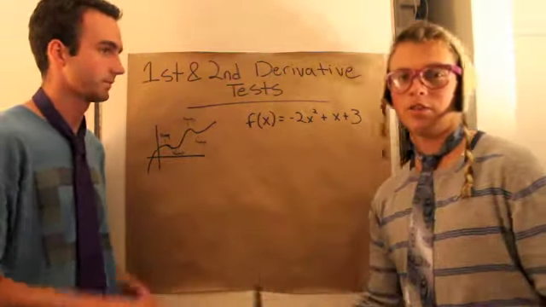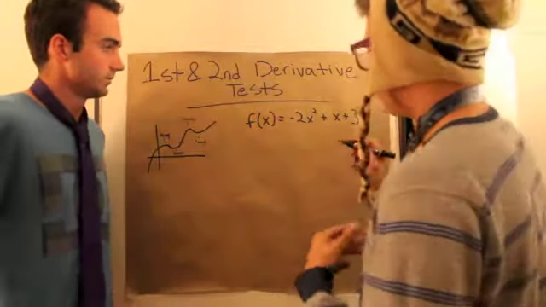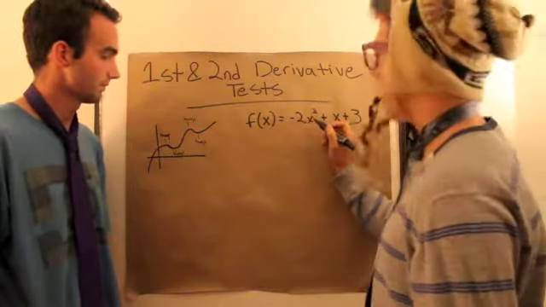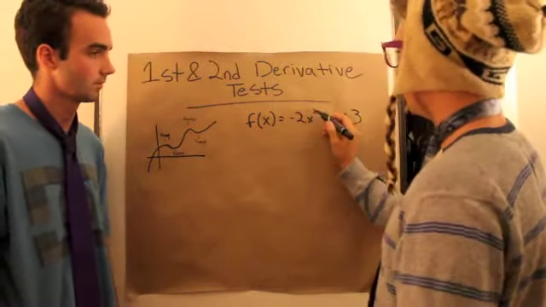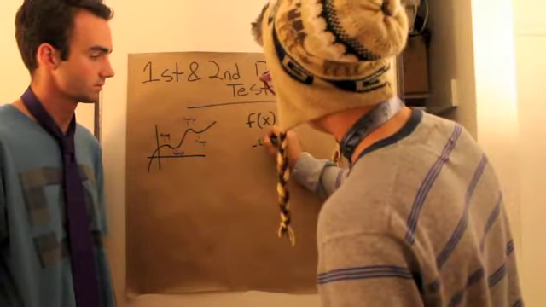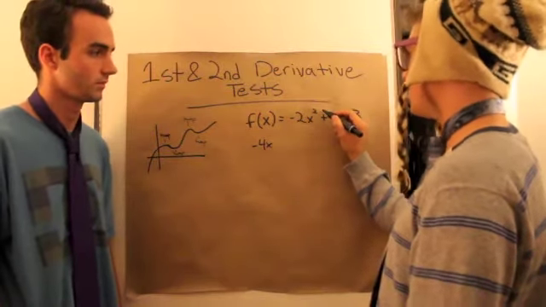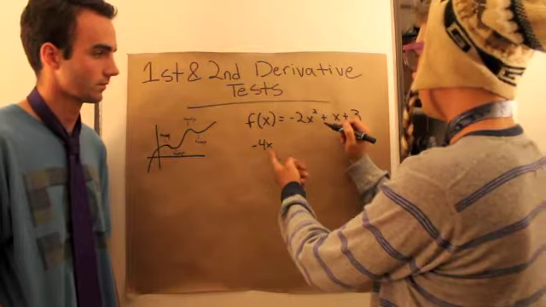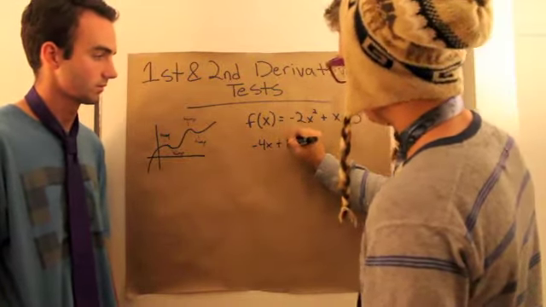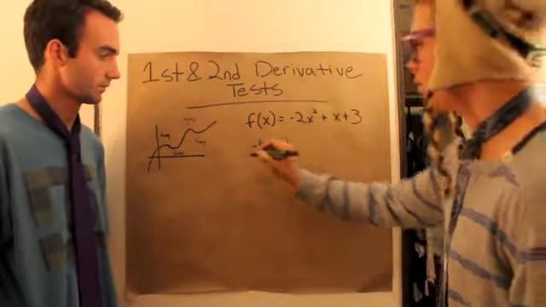And for the second derivative test, we'll figure out if the concave is up or down. So in order to do the first derivative test, we first have to derive this function. So we could do this using the power rule. So negative 2x squared, we'll derive that first. 2 times negative 2 becomes negative 4x, and then if we subtract 1 from the original exponent, which is 2, you get 1. So you just get negative 4x, and then we derive x right here, which becomes 1. Negative 4x plus 1, and 3 becomes 0. Alright, so this is our derived function.